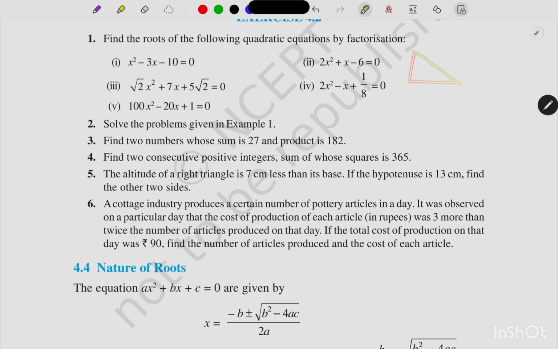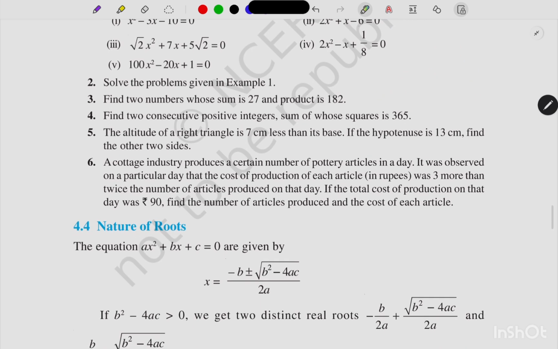So we have this question. We have a right angle triangle here, and its base, let's say, is x, and the altitude is x minus 7 according to what we know, and the hypotenuse is 13. That means 13 square, 169, is supposed to be equal to x square plus x minus 7 whole square. 169 is equal to x square plus x square minus 14x plus 49. Simplify this, you can also get it.